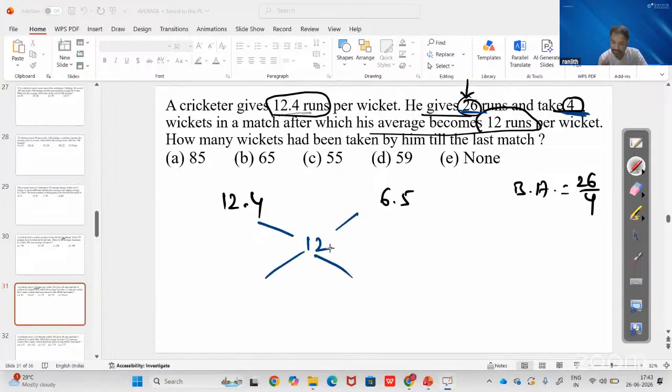Now we need to take the difference. What is the difference? 12 minus 6.5 is equal to 5.5. Here, if we observe, 12.4 minus 12 is equal to 0.4.